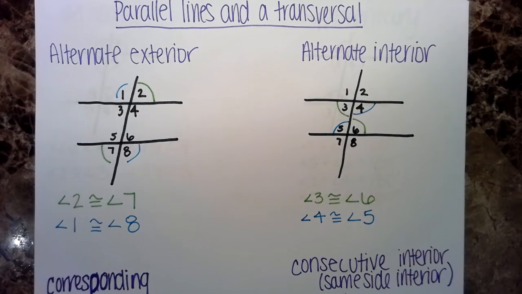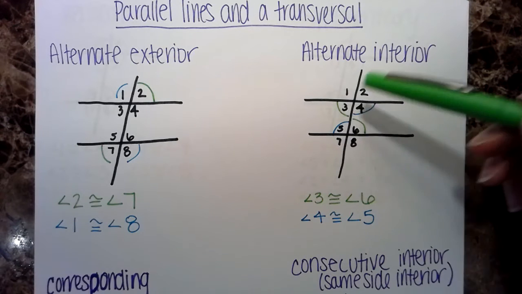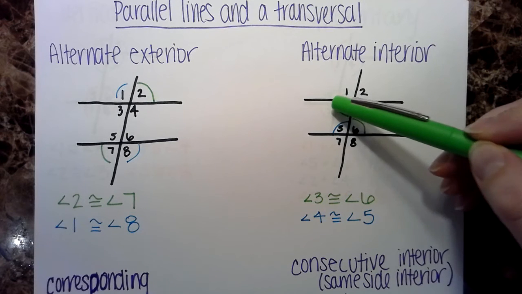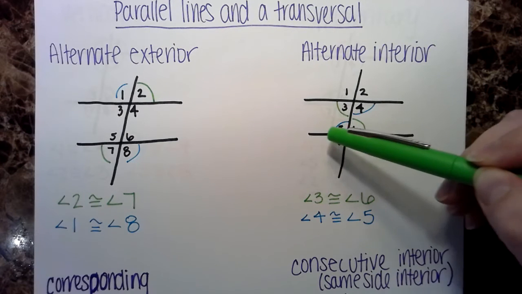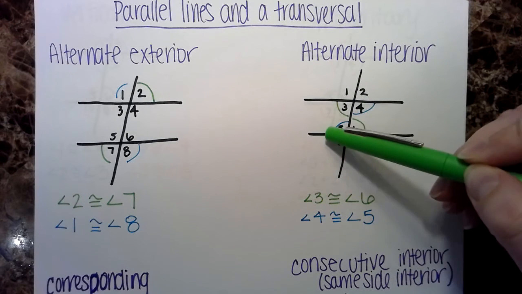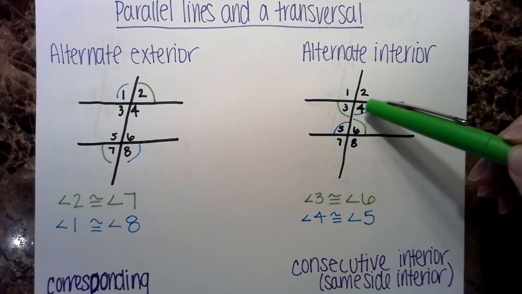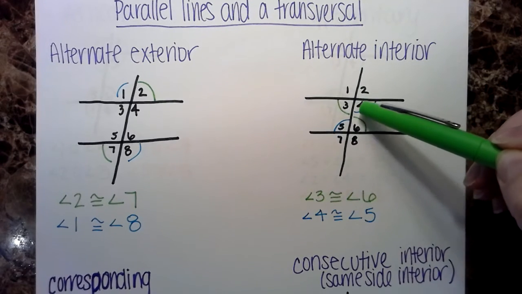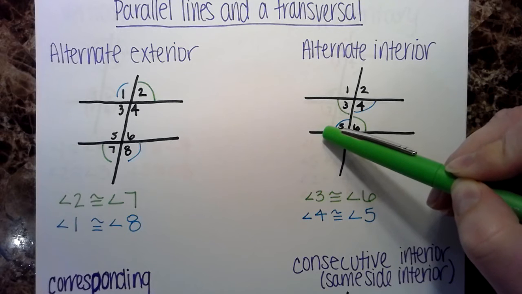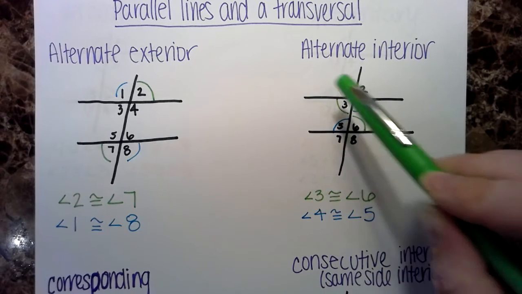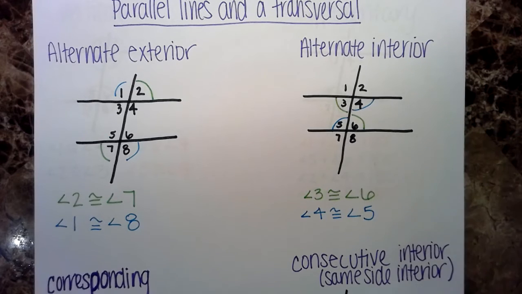Now, alternate interior is opposite of the transversal, inside the parallel lines. So 3 and 6 are congruent. Those are alternate interior. And then 4 and 5 are congruent. Those are alternate interior. And those mean that if this one is 40, then this one also is 40 degrees. So these are the types of pairs that are alternate interior.